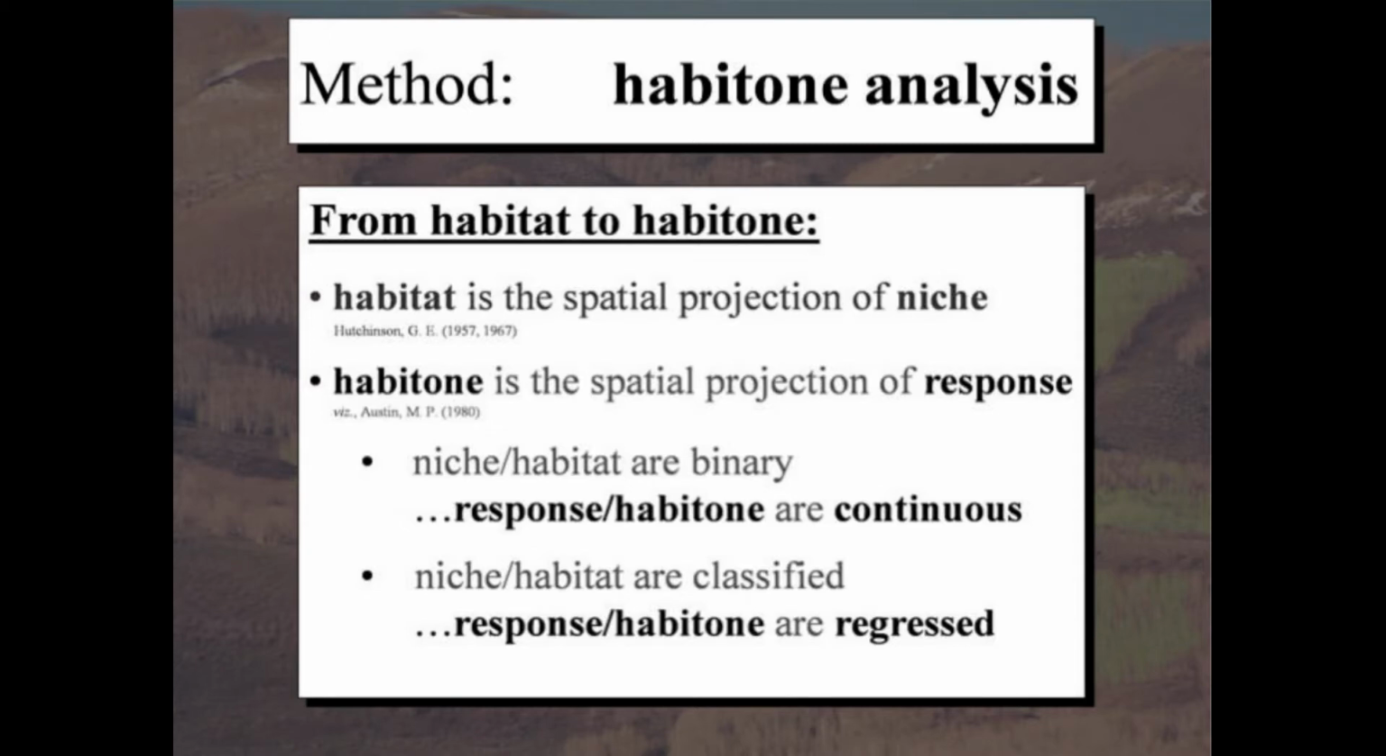So habitat, in the strictest sense, is the spatial projection of the realized Hutchinsonian niche, and I'll get a little bit more into that. And Habitone is the spatial projection of a more continuous response. Think of it as a curve instead of a step function. Niche and habitat are binary, but response and Habitone are continuous.